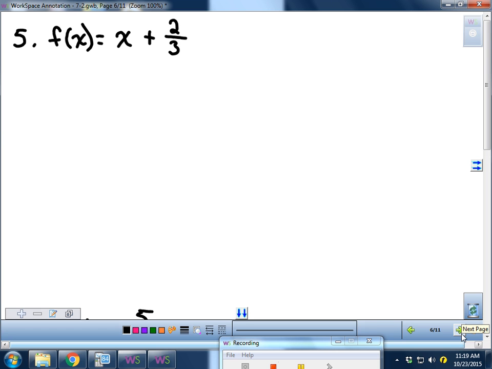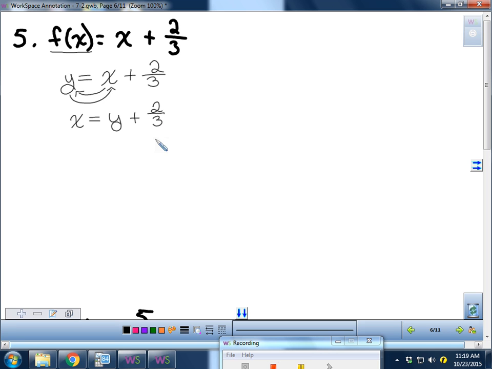I've got f of x equals x plus 2/3. First thing I always do is I replace this f of x with a y. So I get y equals x plus 2/3. Now that I have my y and an x, I'm going to switch the places. So x will be the y, and y will move to the x spot. So I've got x equals y plus 2/3.